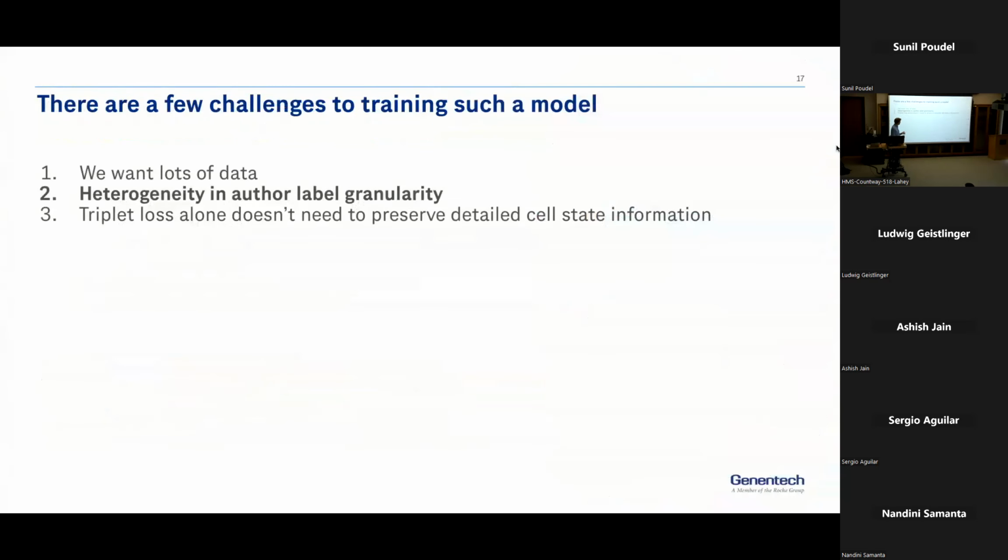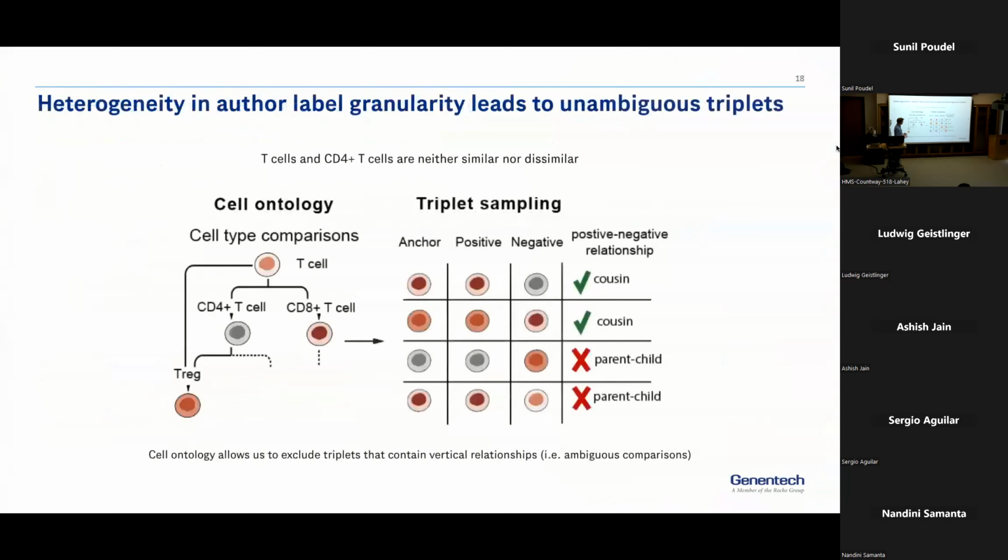So that's the data side. Another issue is different levels of heterogeneity, of granularity, in author labels. For example, if you look at the cell ontology, which is what we use for our cell type labels, different people will be labeling cells at different levels of this cell ontology. By the way, the cell ontology does not look this pretty.